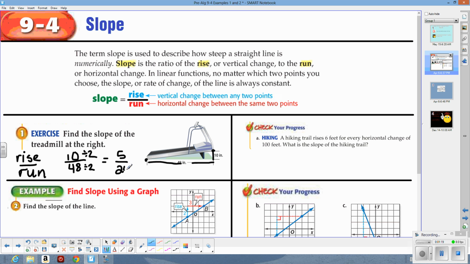What a slope of 5/24 means is that for every 1 unit you move to the right, it will go up 5/24 of a unit. You may want to pause the video and try the next one on your own.